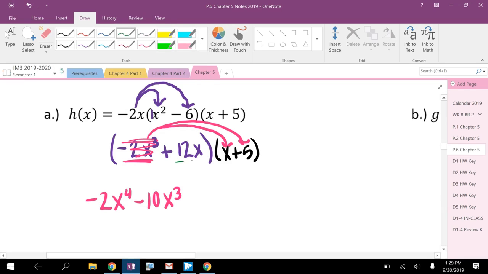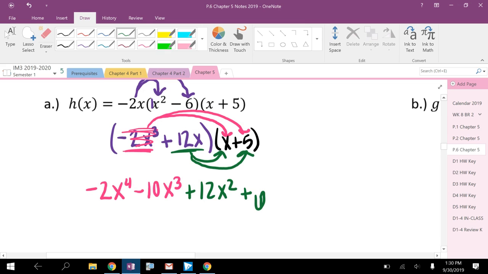But all right, this guy now. Positive 12x times just x gets me positive 12x to the second power. You can say x squared or x to the second power. Usually people don't know what 4 is, so sometimes it's nice to just say x to the 4th power. All right, one more. 12x times a positive 5 gets me, think of a clock. Good.